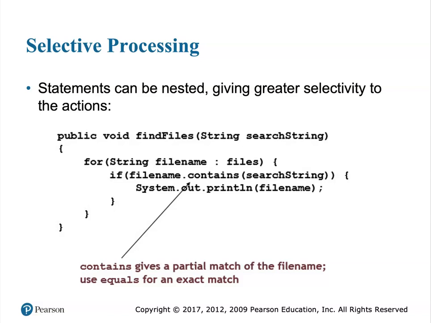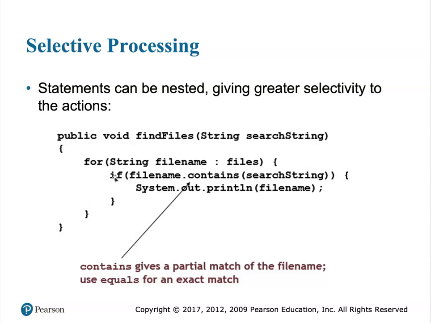So in this case, we have a for each loop, and the body of the for each loop contains an if statement, and that if statement can then make some decisions about whether or not it should do anything with the item from the collection that it's currently inspecting.